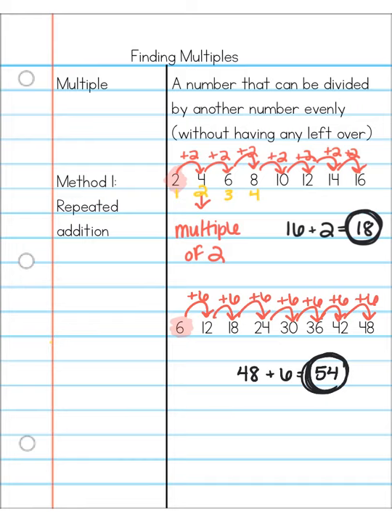Now going back to our definition of multiples, each of these multiples must be able to be divided by the number. So if I take 12, I know that 12 divided by 2 equals 6. So that 12 can be divided evenly by 2 without a remainder. So I know that 12 is a multiple of 2. If I look at the number 36, it can be divided evenly by 6, so I know that 36 is a multiple of 6.